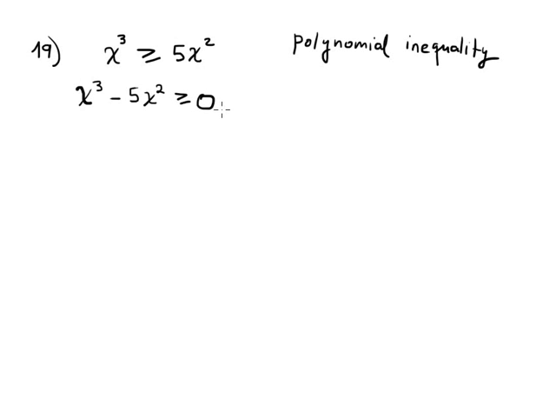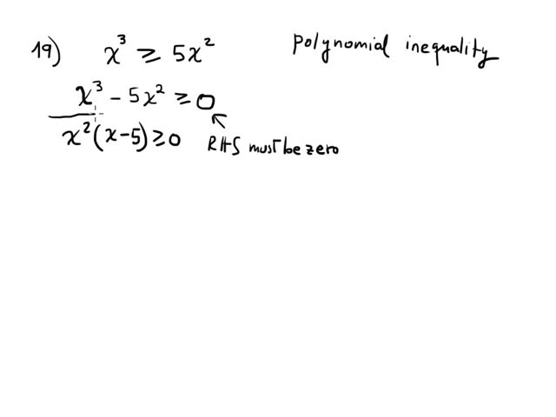So the right-hand side must be 0. And try to manipulate this part by factorization. The GCF is obviously x squared, so x squared times (x minus 5) is greater than or equal to 0. Okay? Now this is a super important expression.